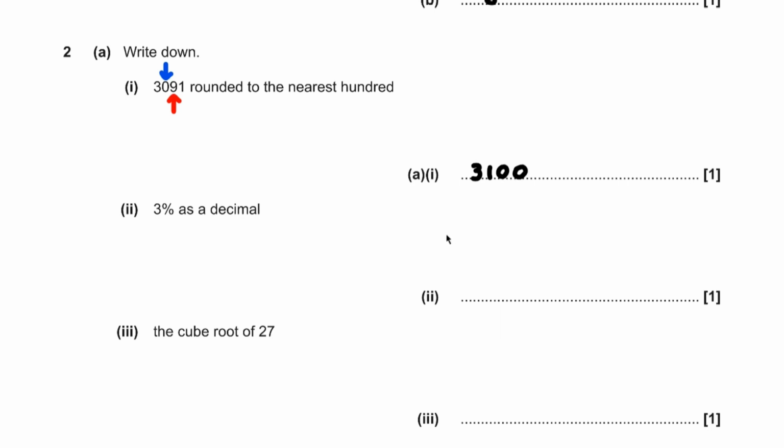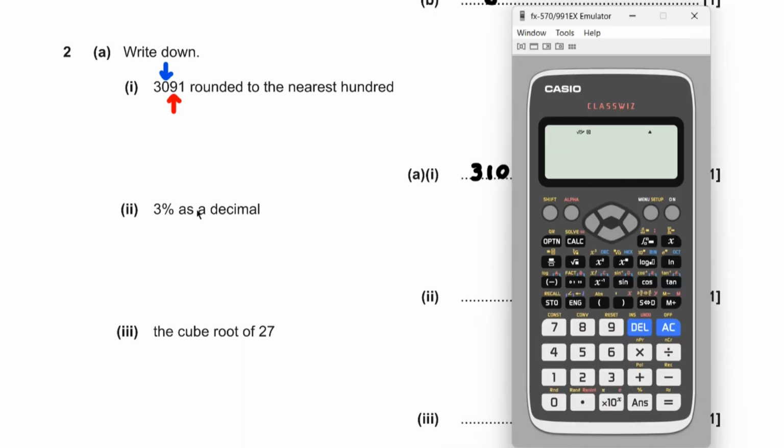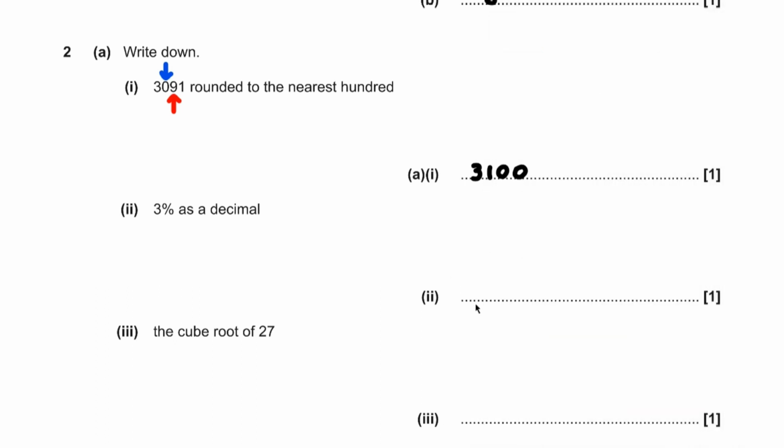3100. Next we have to write 3% as a decimal. To find out what 3% is as a decimal, that is the same as 3 divided by 100, which is 0.03. So we have 0.03.